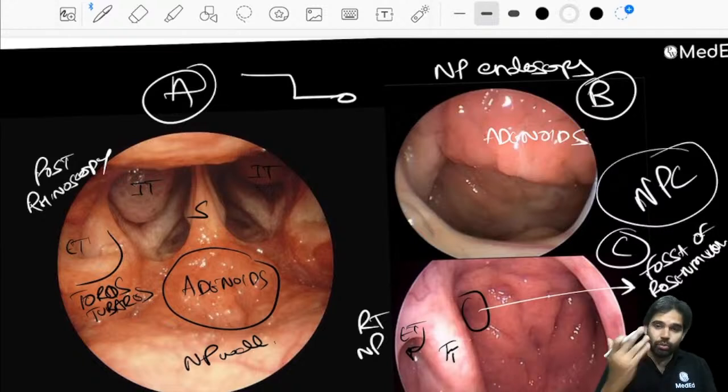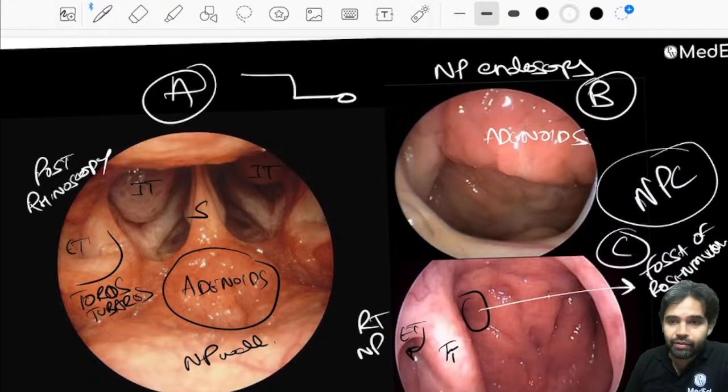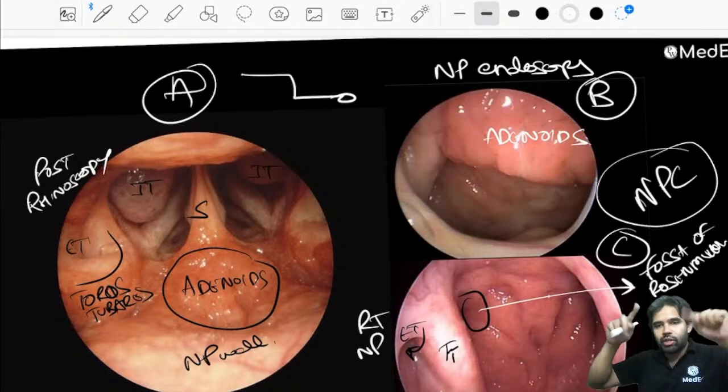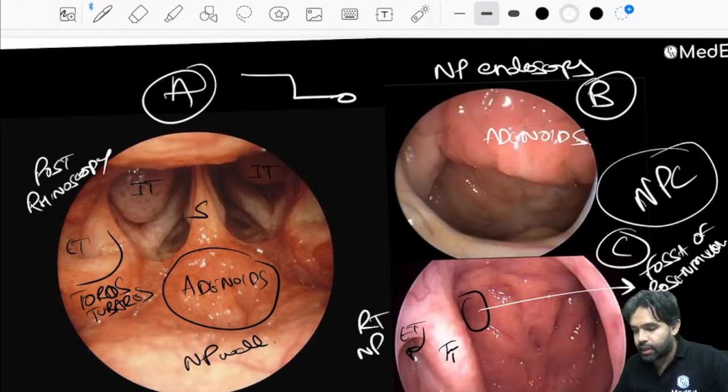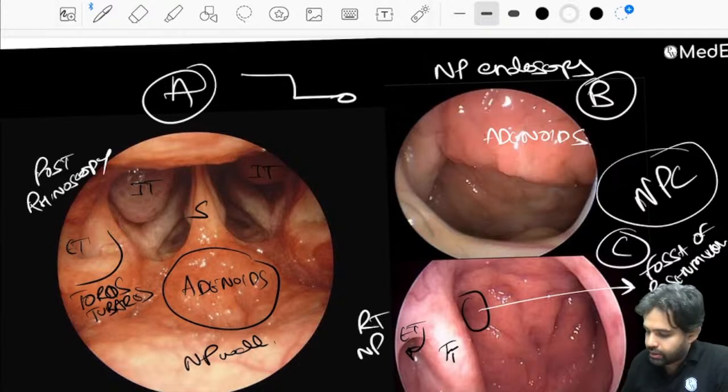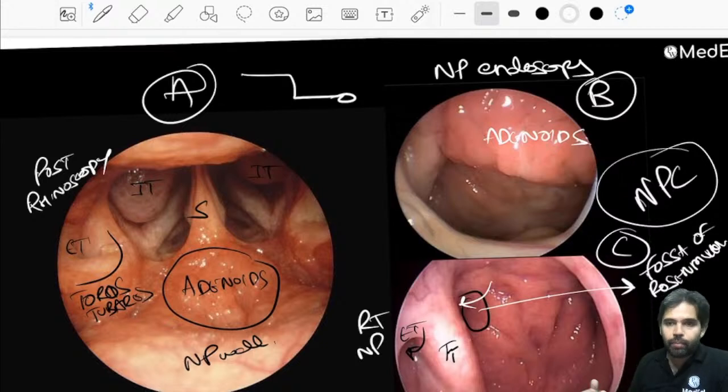Okay, and this has also been asked many times. Even in this last FMG it was asked, previously also it was asked, and your INI-CET also, fossa of Rosenmuller is always asked. But this is what it looks like. You must have seen one image where there are two yellow circles. This is the image that you can see. This fossa of Rosenmuller is inside over here and behind the torus tubarius, so that's why it comes from this side.